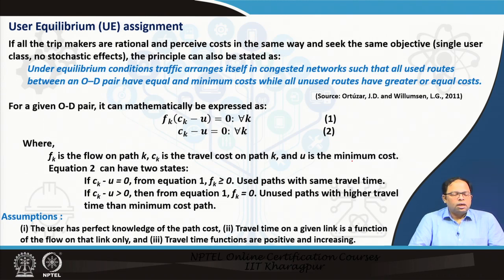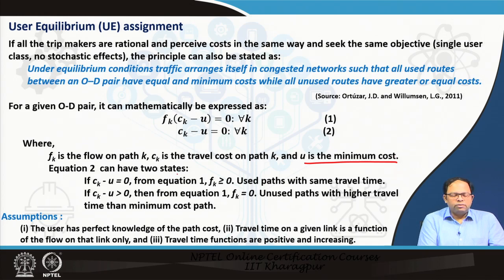So, for a given OD pair, we can mathematically express it as Fk times (Ck minus u) equal to 0 for all k, whereas Ck minus u is greater than or equal to 0 for all k. So, what it means is Fk is the flow on path k, Ck is the travel cost on path k, and u is the minimum cost of travel for that particular OD pair.